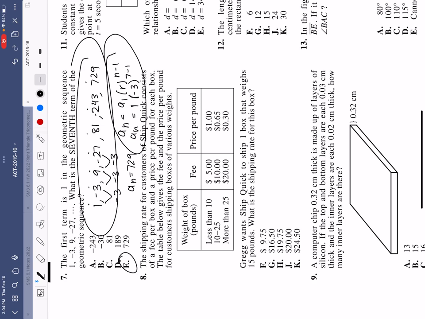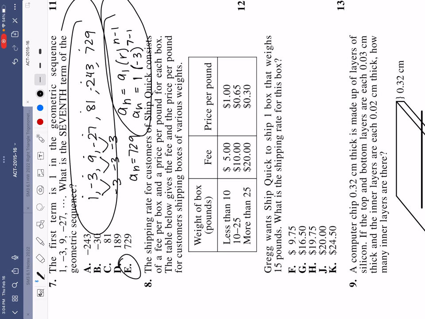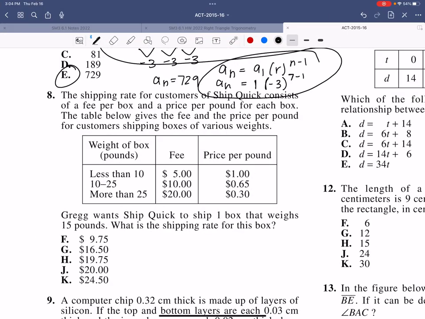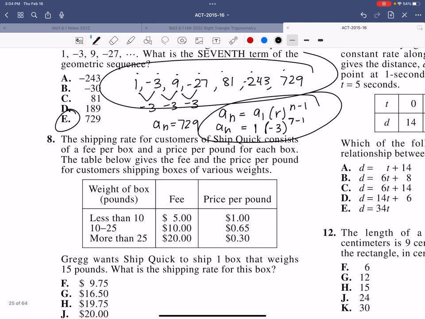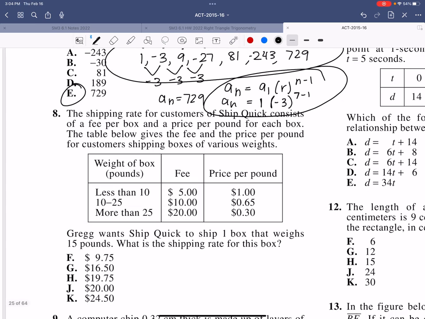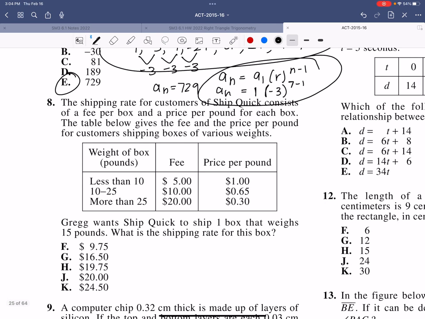Number 8 says, let me turn it so you can see it better. The shipping rate for customers of ShipQuick consists of a fee per box and a price per pound for each box. The table below gives the fee and the price per pound for customers shipping boxes of various weights. Greg wants ShipQuick to ship 1 box that weighs 15 pounds. What is the shipping rate for this box? So he wants one that's 15 pounds. That means we're in that category.